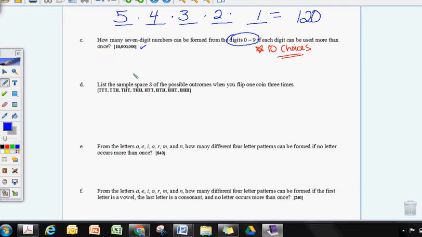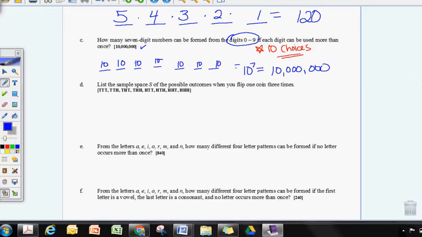Okay, so I have 1, 2, 3, 4, 5, 6, 7. I have 10 choices for each of the seven spots, or 10 to the 7th power, which turns out to be 10 million.